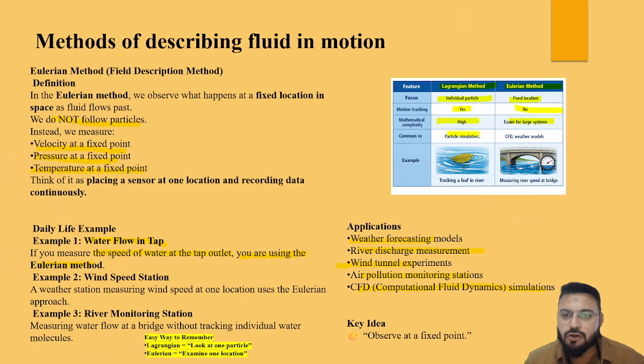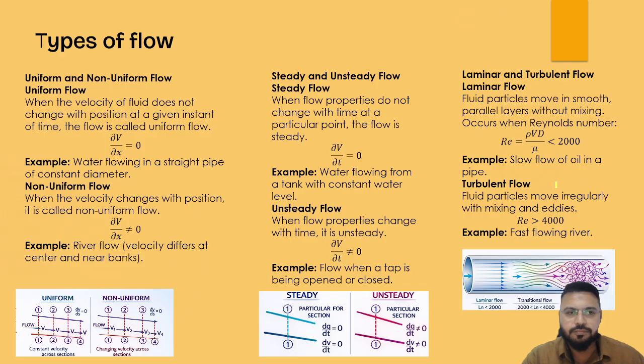Common for particle simulation, common for weather models and CFDs. An example is tracking a leaf in a river. Here, the Eulerian example is measuring river speed at a bridge. So an easy way to remember: Lagrangian, look at one particle; Eulerian, examine one location. I hope this clears your basic fundamentals about the Eulerian method as well as the Lagrangian method.